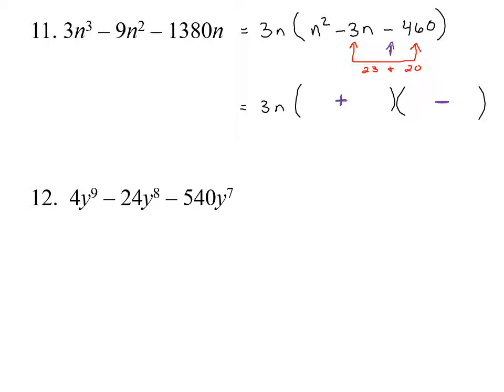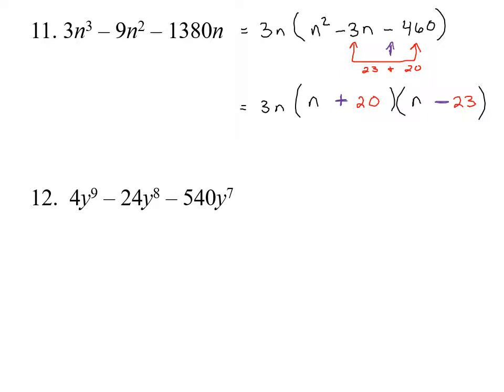The 3 is negative, so the bigger number gets the negative. The smaller number gets the positive. And the n squared becomes n and n. And that would be your answer. Factor it as much as possible.